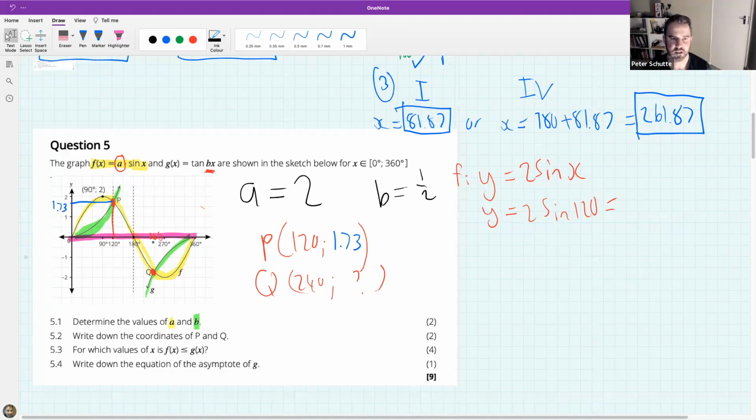What about Q? What's Q's value going to be? What's the answer? We know the X value is 240. What's the Y value going to be?